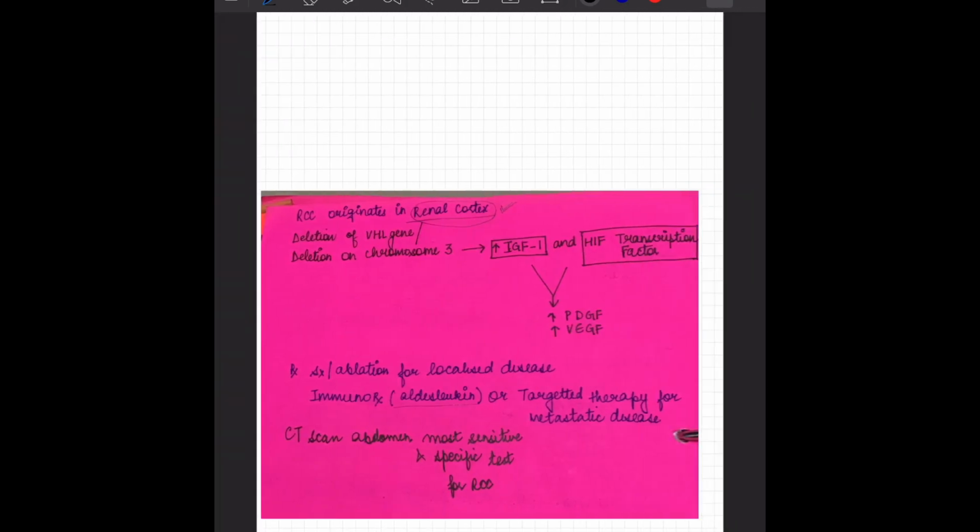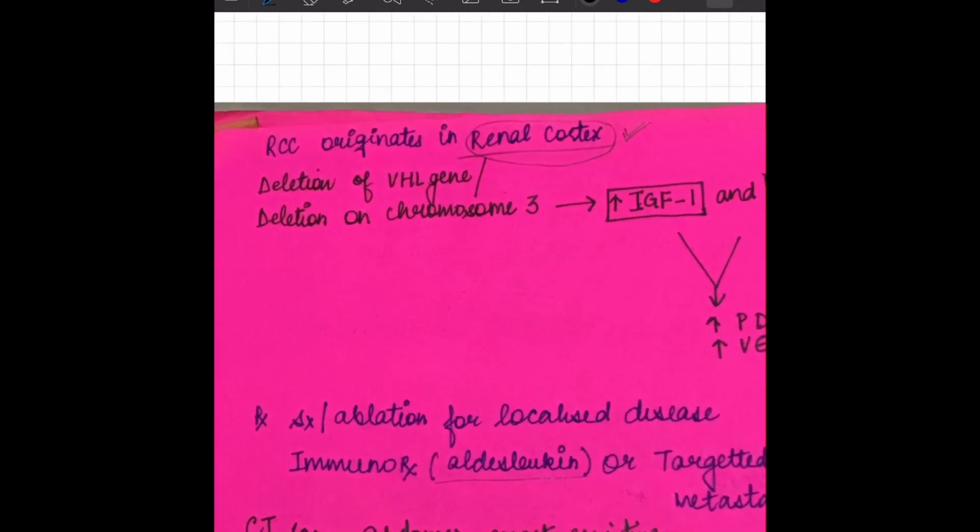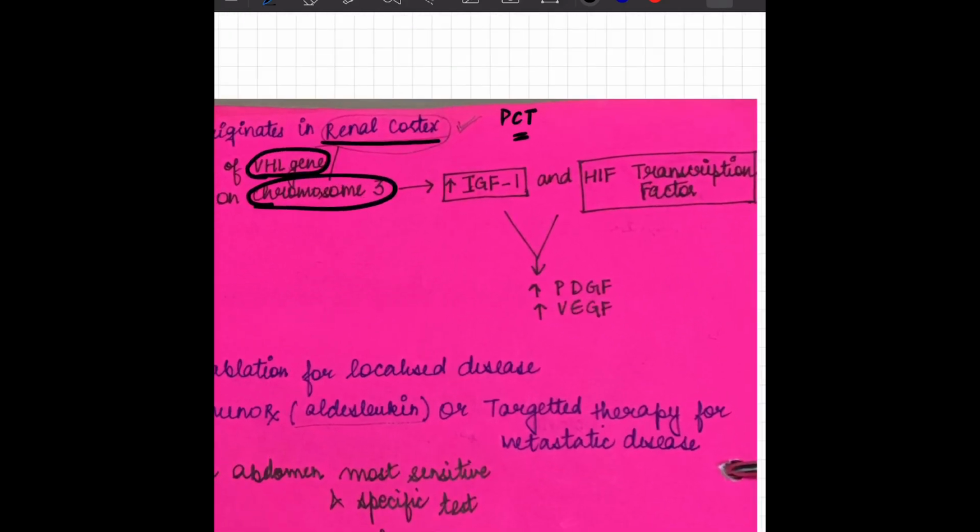This is important. Now jumping on to the next slide, renal cell carcinoma originates in the renal cortex in the PCT. You have to remember this. There is a deletion of the VHL gene, a deletion on chromosome number 3. This leads to increased expression of IGF-1 and HIF transcription factor.